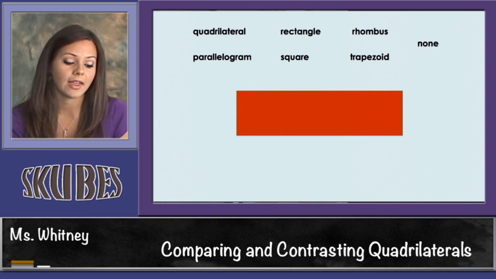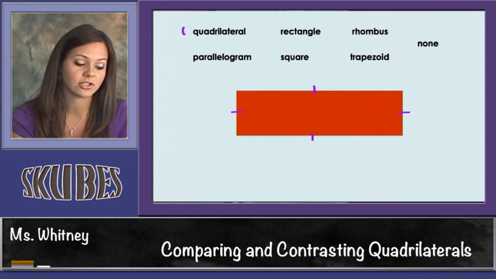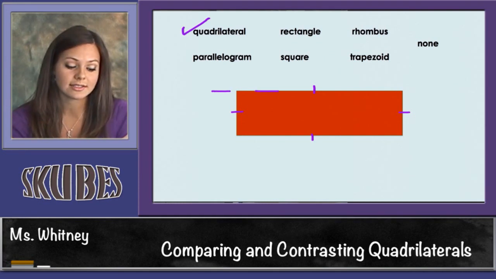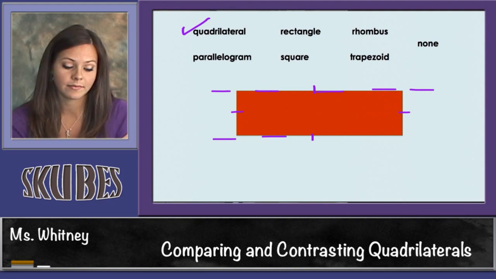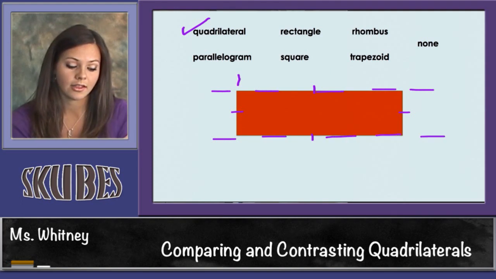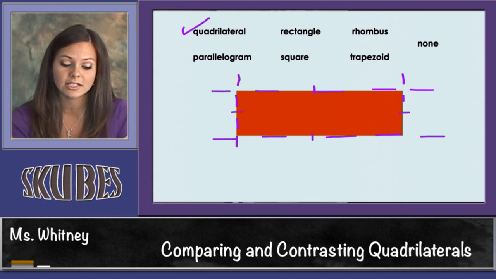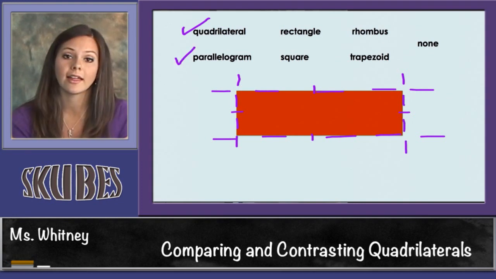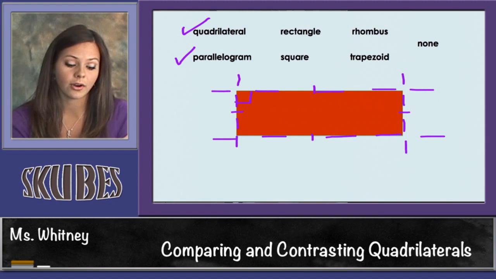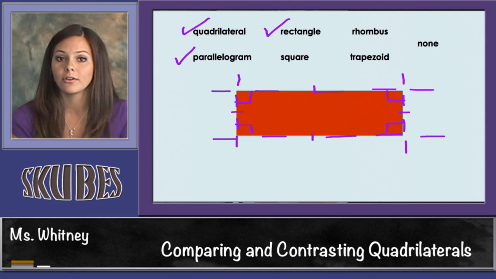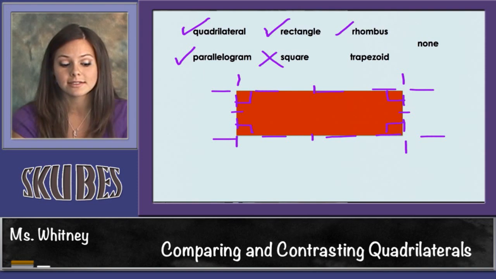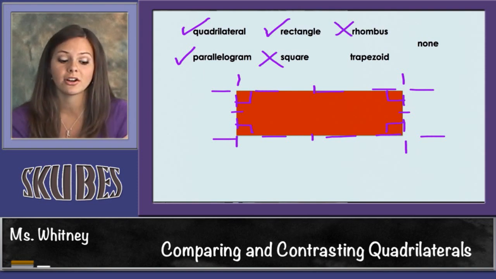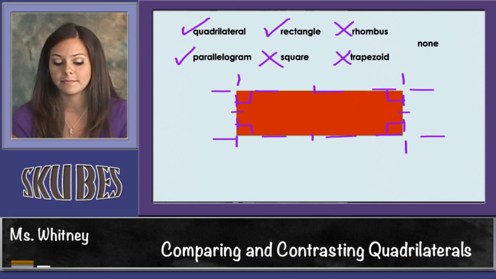Here's our next shape. We have 1, 2, 3, 4 sides. It's a quadrilateral. We have 2 sets of parallel sides. There's one. Our second set of parallel sides that are opposite each other. So it is a parallelogram. We have 4 right angles. So it is a rectangle. All the sides are not congruent, so it is not a square or a rhombus. And it has more than one set of parallel sides, so it is not a trapezoid.